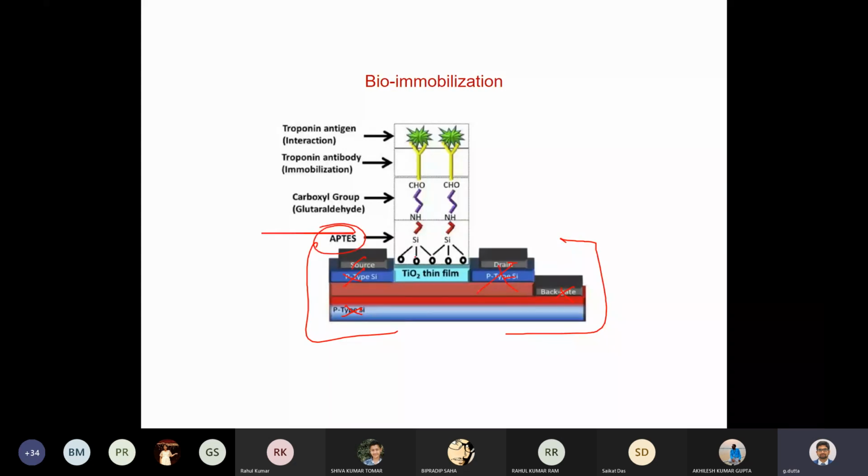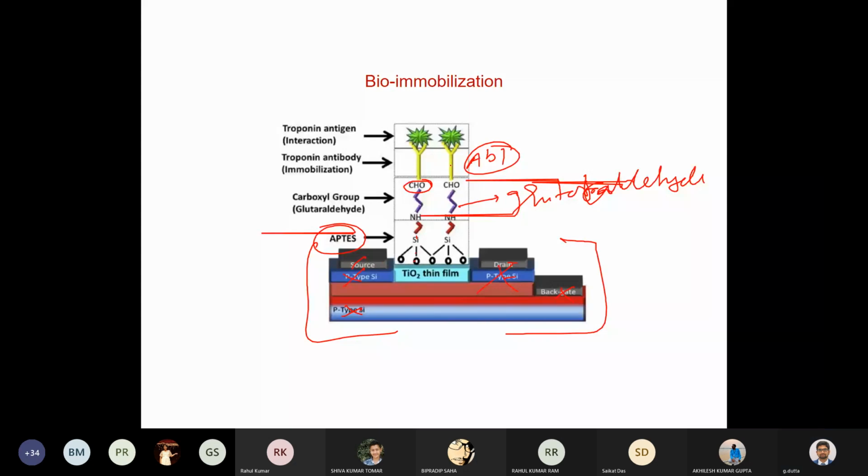So APTS means this silicon-based compound. It has one amine group, right? Then on this amine group, you add glutaraldehyde. So it has one CHO group at the functional end of this. So on that CHO, if you add primary amine group that comes from antibody, it will bind. Right, so up to here, it is your sensor surface that is ready to go for detection.